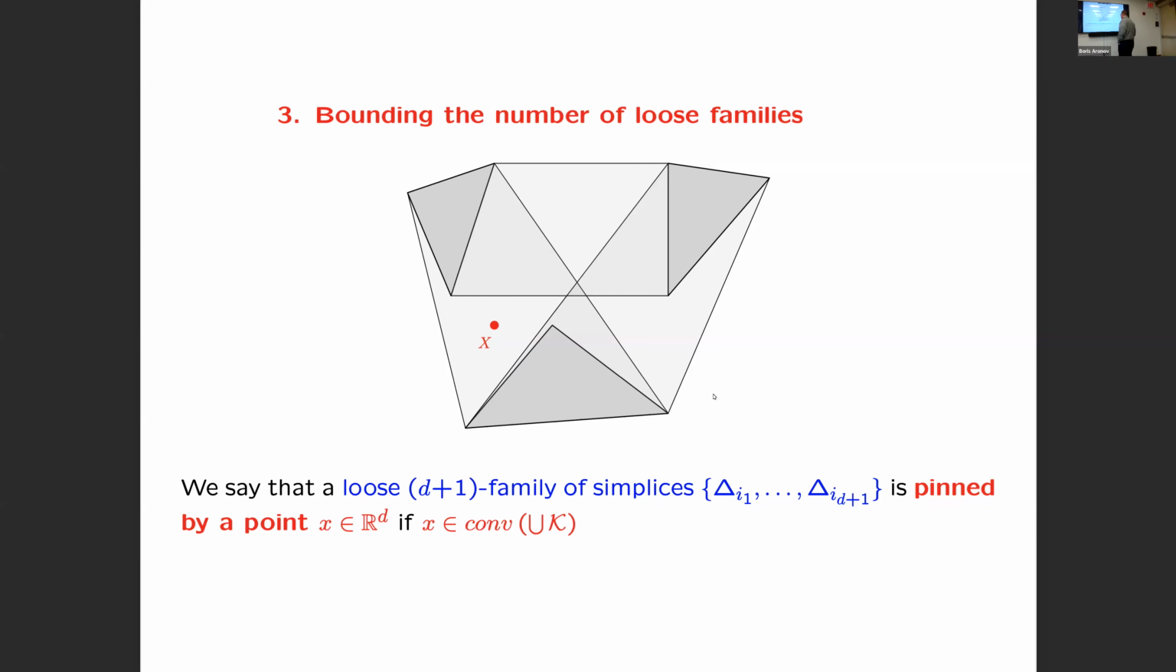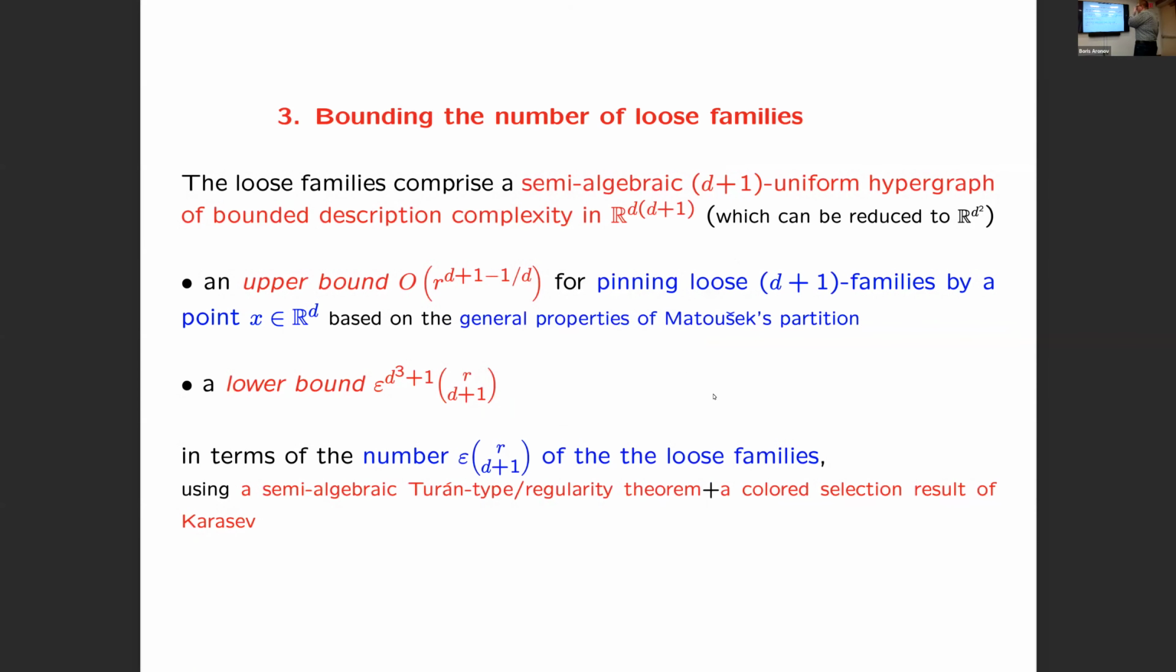So we say that such a family is pinned by a point if this point just lies somewhere in this convex hull. And our strategy for bounding the number of loose families of d plus 1 simplices boils down to these two basic steps.